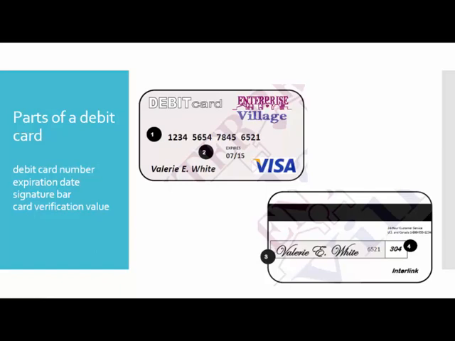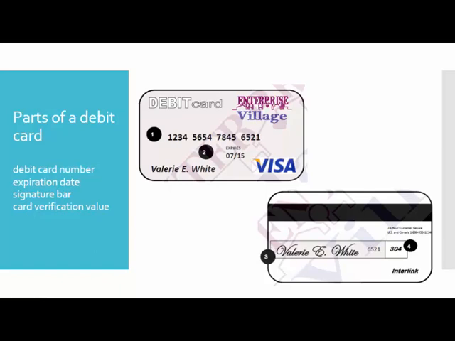Then also every debit card or credit card has an expiration date. So you'll see that next to the number 2. Again, every card has an expiration date. That means it's only good up until that date. Okay, so for this example, you'll see it expires on 7/15. So that means that it expired in July of 2015.